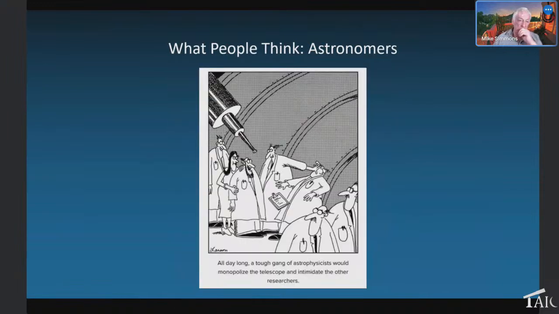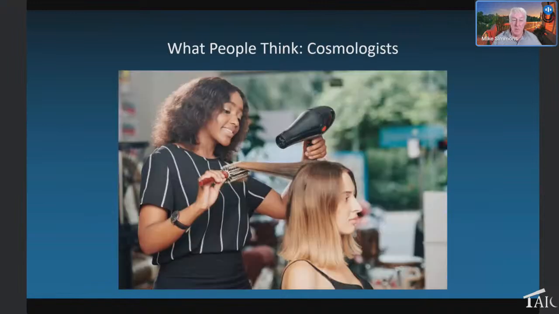So this is what people think about astronomers here. Oh, well, you probably already read it, but this is what it's like, a gang of tough astrophysicists hogging the telescope and so on. This is not the way things work out. But if you're a cosmologist, yeah, you've got other problems, and you have to tell people, no, you don't know how to fix their hair.